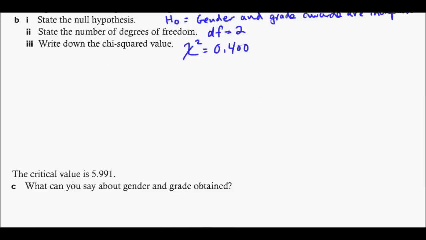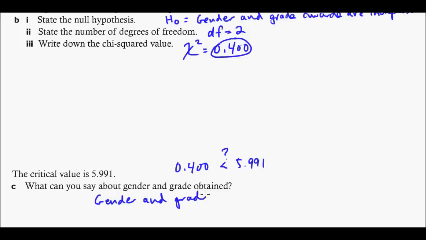The critical value is 5.991. What can you say about this? Now this value we get right here is really important. If this is less than this, we accept the null hypothesis. So we go 0.400. Is that less than 5.991? And it is, yes. So what can you say about gender and grade obtained? Well, gender and grade obtained are independent.